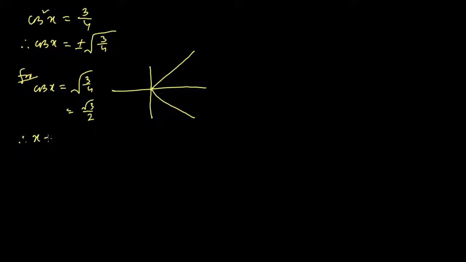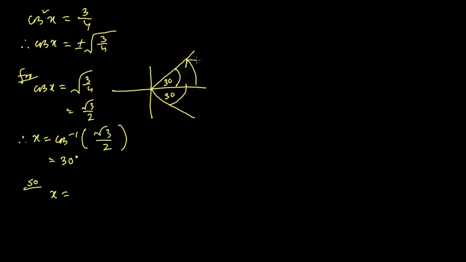Then the basic angle, cos inverse of root 3 by 2. Root 3 by 2 means 30 degree. So cos 30 degree is root 3 by 2. That means this quadrant with the horizontal line is 30 degree. This quadrant with the horizontal line is 30 degree. Next step is the angle. So x equals to, first quadrant means the basic angle is the angle. So x equals 30 degree.